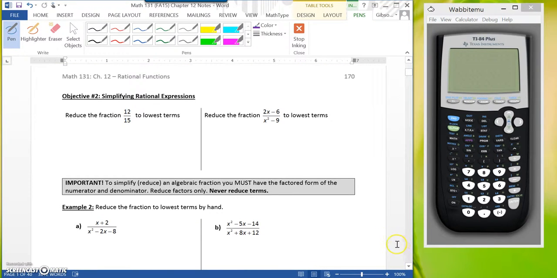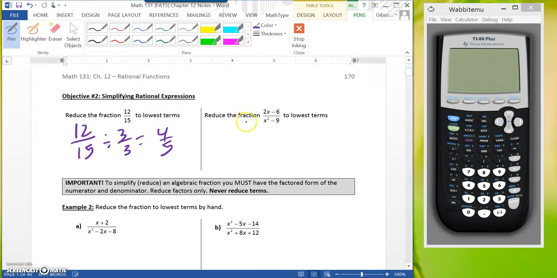Okay, now we go here to objective 2, simplifying rational expressions. It said reduce the fraction 12 over 15 to lowest terms. So we had 12 over 15. We know 3 can go into both of them, and that gives us 4/5.